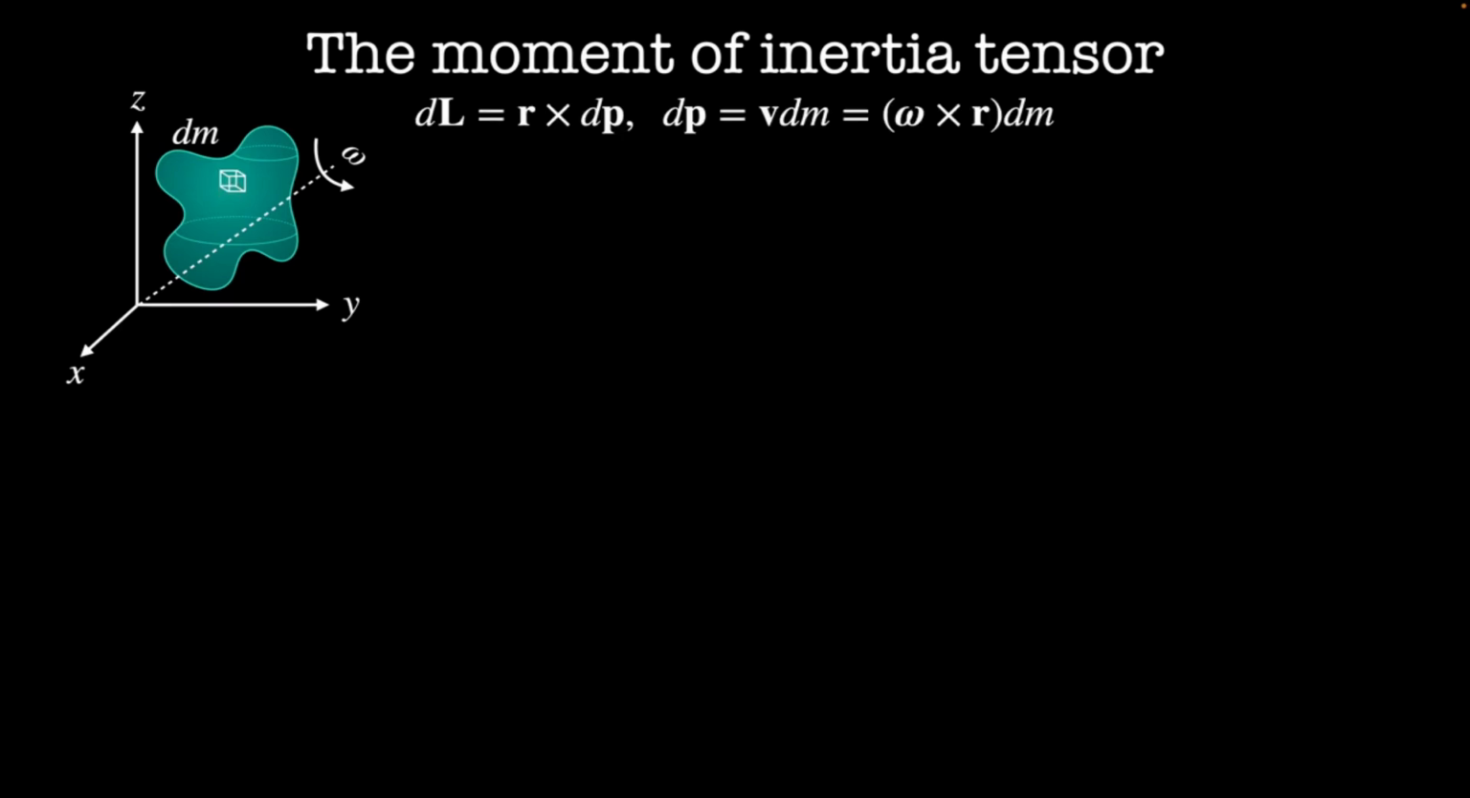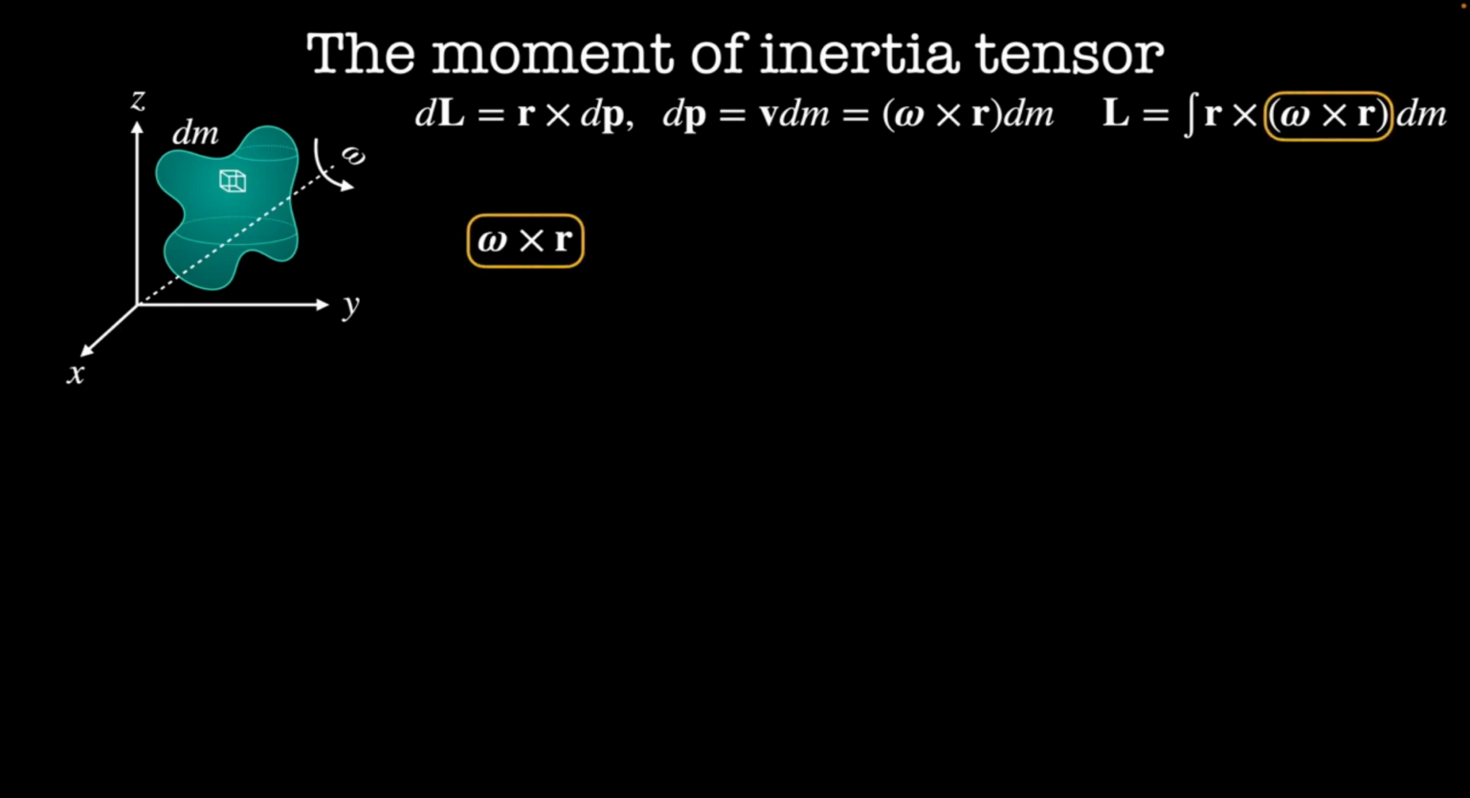It has angular momentum dL equal to the radius r cross the momentum of the mass element, where the momentum of the mass element is given by its velocity times its infinitesimal mass, which is given by omega cross r times dm. Then the total angular momentum in our system is the integral of r cross omega cross r times dm. What we're going to do is expand out these cross products to derive the form of the moment of inertia tensor. First, let's look at the term omega cross r.